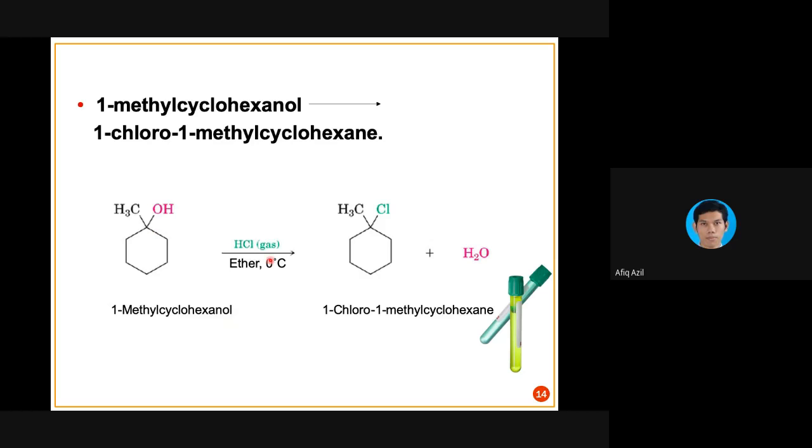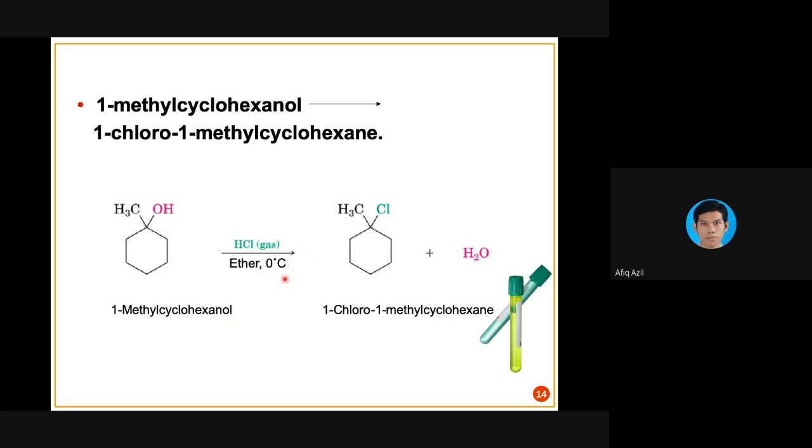So it is reacted or mixed with HCl in the form of gas, in the presence of ether. Mainly ether is used as the solvent, and the temperature is kept at 0 degrees Celsius. Normally when you do a reaction at low temperature, that means the reaction is exothermic. So it will release heat. When it releases heat, there is a probability that there will be some tiny explosion in the reaction, because the reaction will be very reactive.